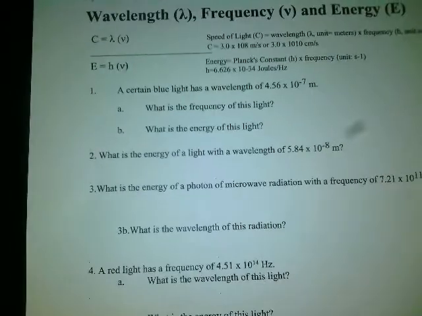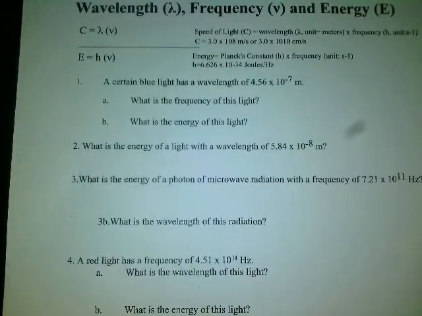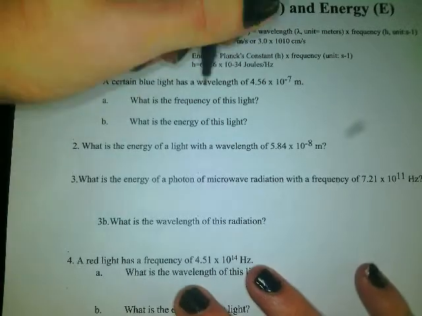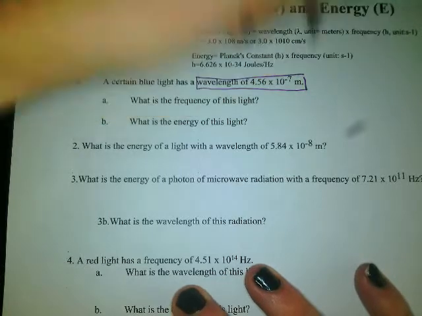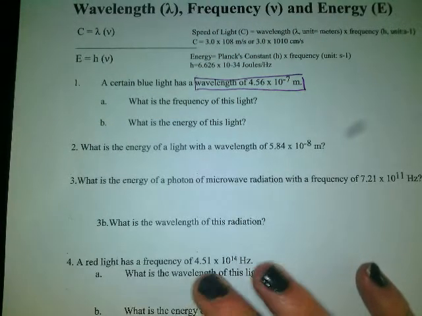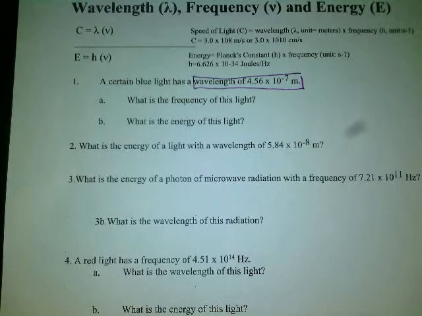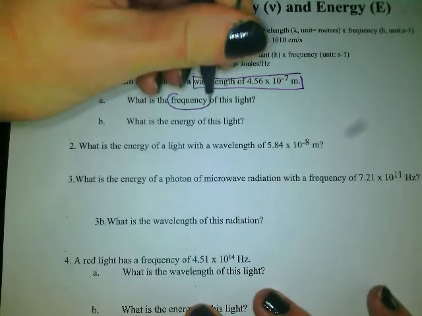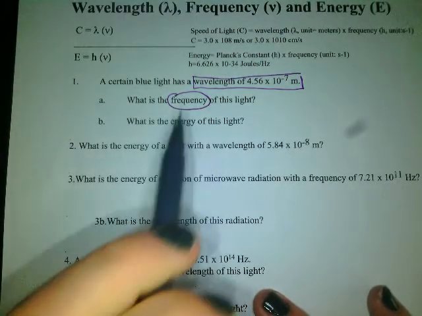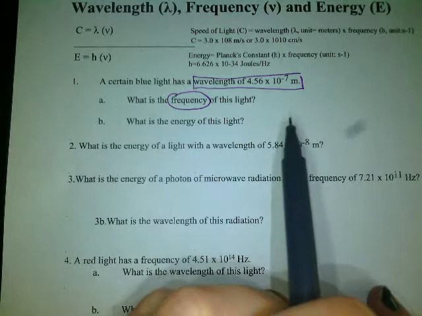Okay, so the first problem says a certain blue light has a wavelength. I'm just going to box that because it's a given, of 4.56 times 10 to the negative 7 meters. Part A says, what is the frequency? So I'm looking for frequency. So then we're going to look up to our formulas and figure out which ones we should use.